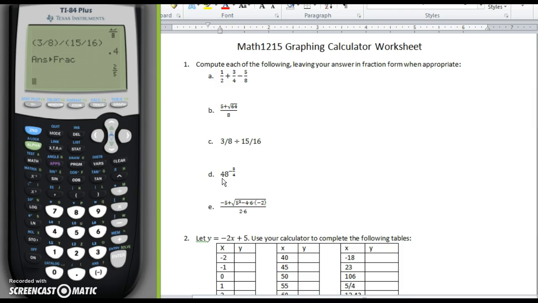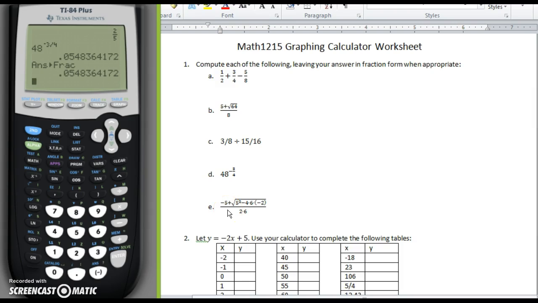This next one, we have 48 to the negative 3/4 power. So we'd have 48. This little button here raises something to a power. And then we have negative 3 divided by 4 as the power. And then hit enter. We get this decimal, math, enter, enter. In this case, we are not going to get a fractional answer. So we would just write that as the answer, 0.054836, or round it off to whatever level the instructions would have said.